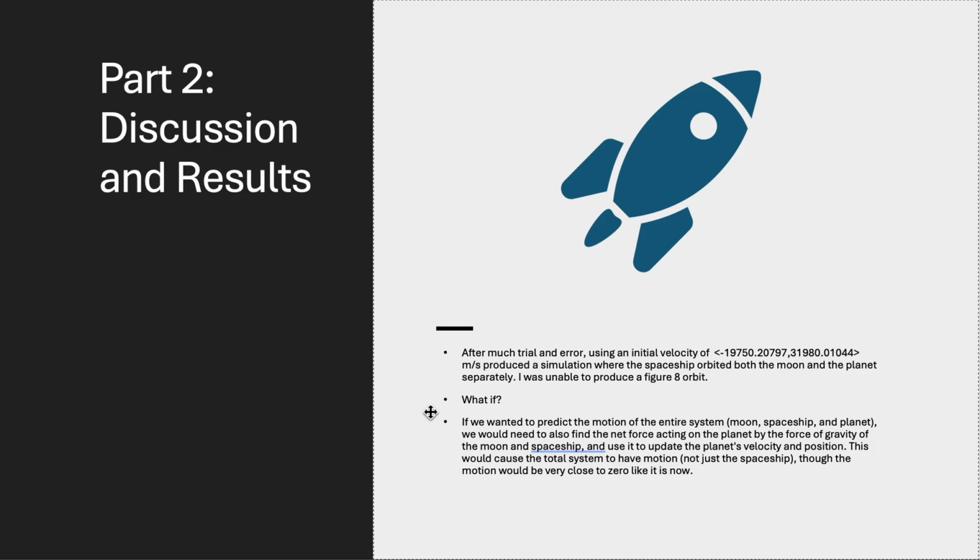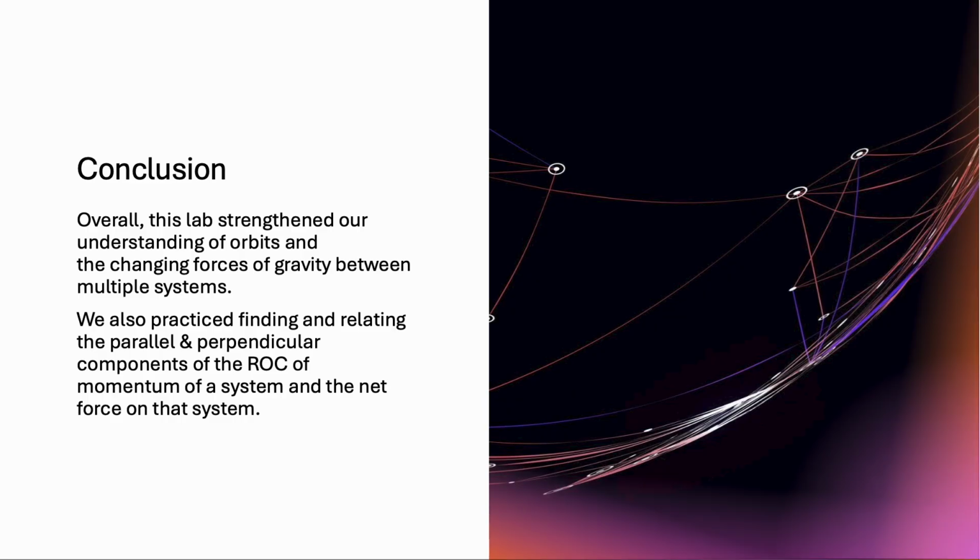So the what if is, if we wanted to predict the motion of the entire system, the moon, the spaceship, and the planet, we would need to also find the net force acting on the planet by the force of gravity on the moon and the spaceship, and use it to update the planet's velocity and position, just like how we did in our code before for the moon and the spaceship. So this would cause the total system to have motion, not just the spaceship or the moon. However, this motion would be pretty close to zero, like it is right now, since the planet is much more massive than the spaceship and the moon.